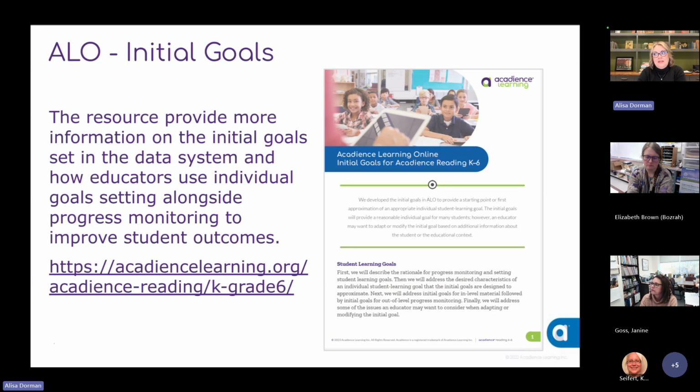This talks about the initial goals and about those goals inside of ALO, and it gives more information about that and how you can think about individual goal setting. So I wanted to put the initial goals information here. We do have another page that's dedicated to Pathways of Progress that I also could drop here in a moment if helpful.